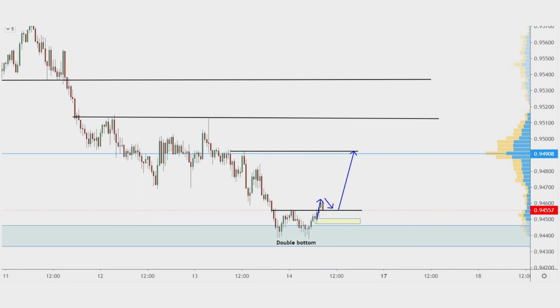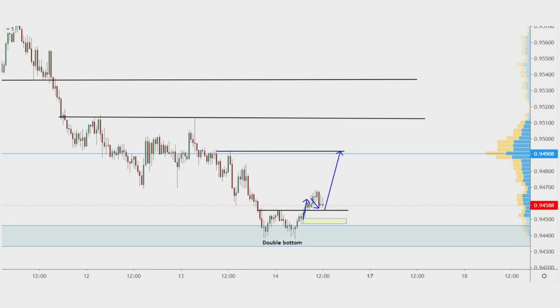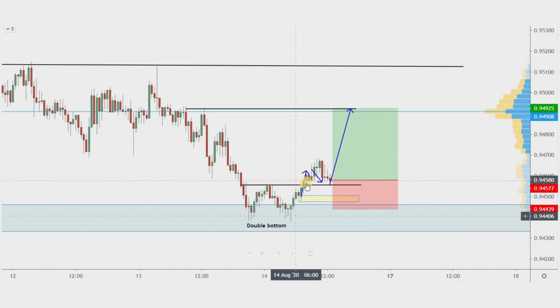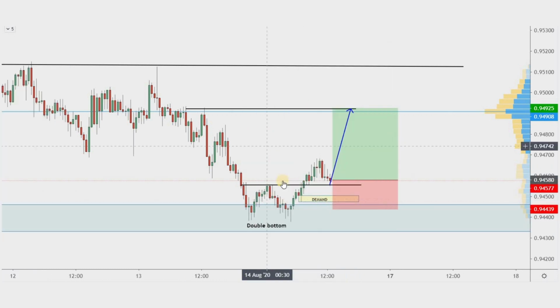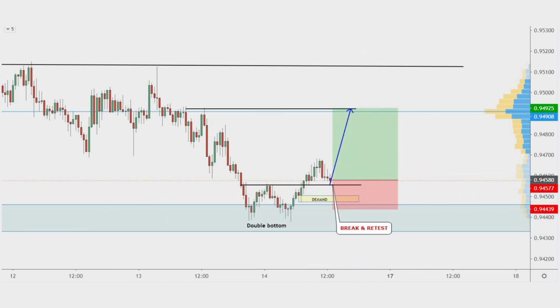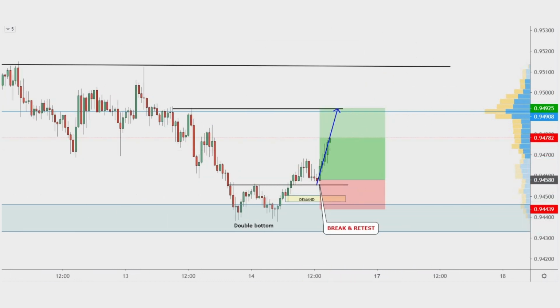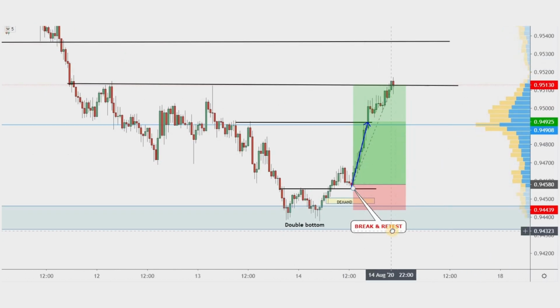We have a double bottom pattern. Opportunity to enter. We are waiting for breakout and retest. We are marking the potential resistance levels in order to find the best level for our target. This setup could offer us a 2.5 risk-reward trade. As we see, price reached the target perfectly. Trust the process and the market will reward you.